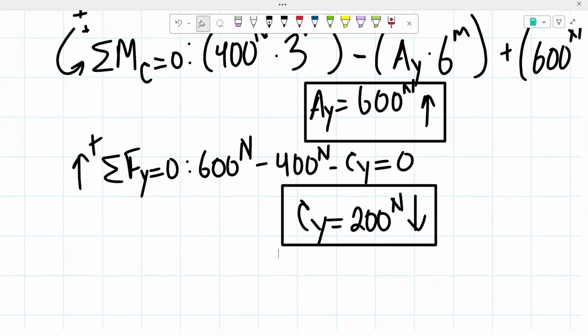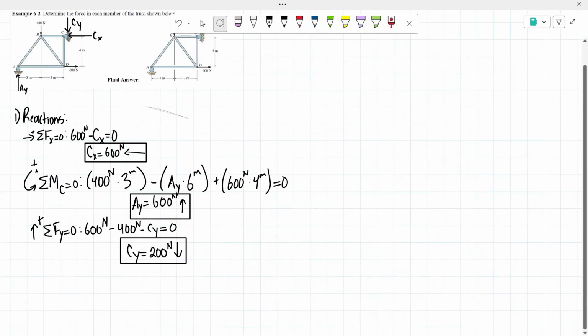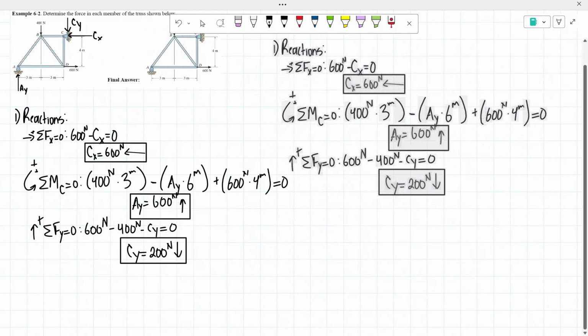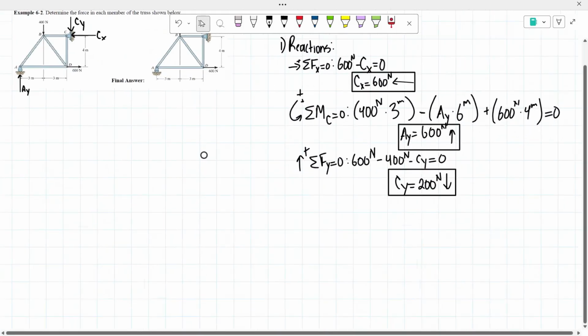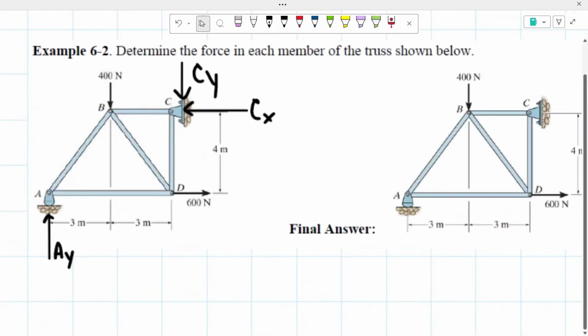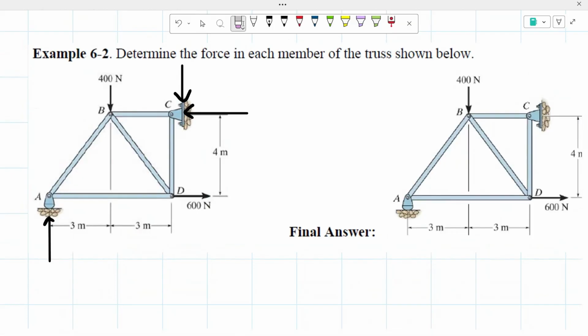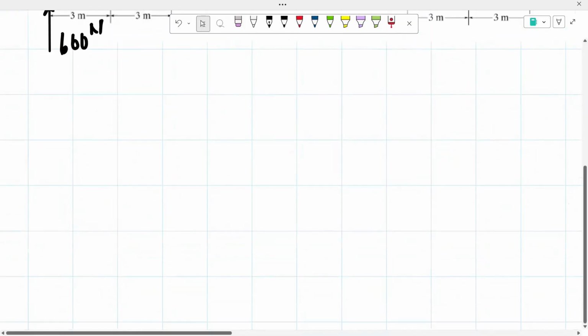So now that we determined the values of our reactions, we can proceed to determining the forces of each of the members of the truss that we were given. I'm just going to quickly go ahead and put the values of each of these reactions: 600 newtons, 600 newtons, 200 newtons. So now to be able to determine the forces of each of those members, we're going to be using the method of joints. So that's our second step.